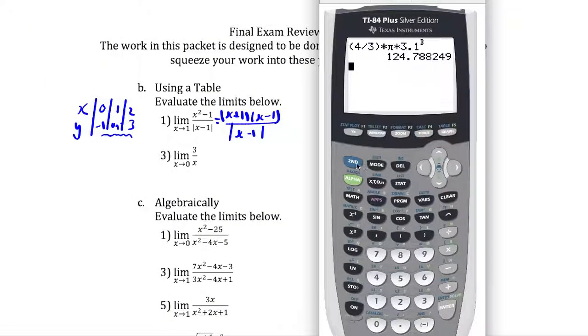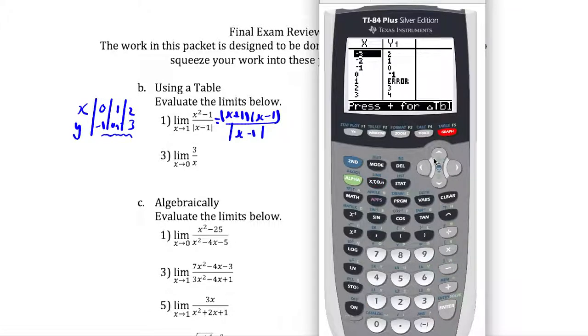All right, so I have my calculator here. And what I'm going to do is plug in x squared minus 1, and we are going to divide by the absolute value. To do that, we need to go to math and number. The absolute value of x minus 1. And if we go to that table, we can see just what we saw, between -1 and 3.